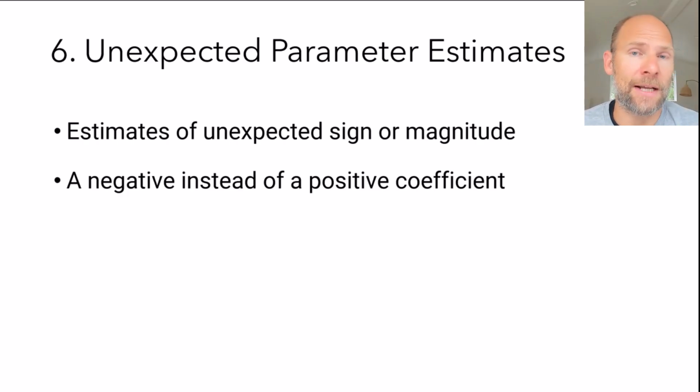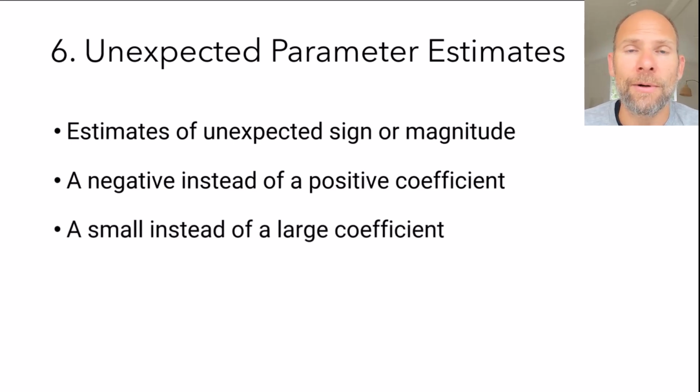Now, this may not necessarily mean that the model is misspecified, but definitely pay attention to the signs of your coefficients and make sure that they are in the expected direction. Also, when you find a small coefficient instead of an expected large coefficient, this could also be a sign of model misspecification, or that something went wrong with the model. So pay careful attention to that as well. So those are the 6 critical signs of global model misspecification.